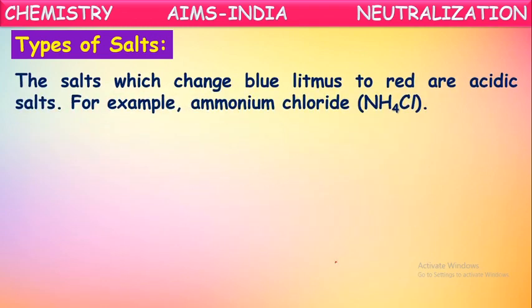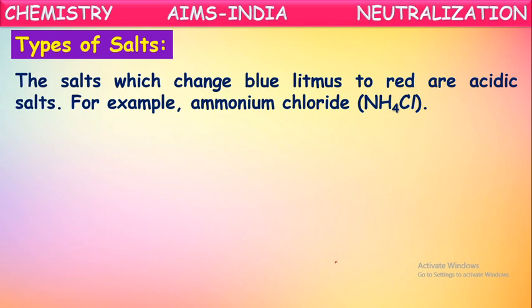The salts which change blue litmus to red are acidic salts. Yes, as we told now, the nature of the salt depends upon the acid and base reacted. So certain salts, after formation, may show some color changes with the litmus. Suppose some salt is changing the color of the litmus paper from blue to red, then that salt is said to be an acidic salt.